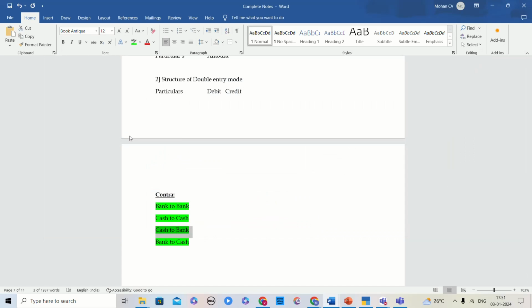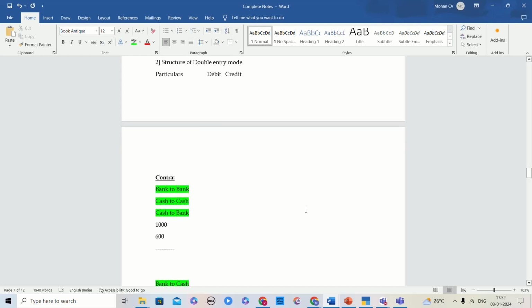When I deposit cash into bank, cash balance will get minused, bank balance will get increased. See, you have 1,000 rupees with you now, for example. I'm just giving you an example. You have cash in hand. You will go to the bank tomorrow and deposit 600 rupees. Now tell me how much you have in your hand now. You have 400.